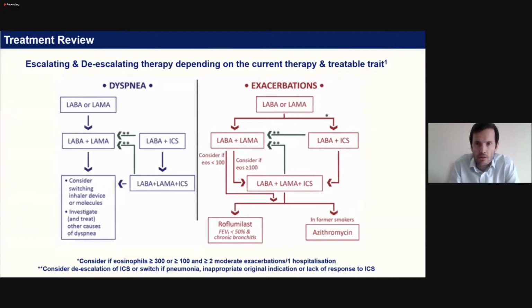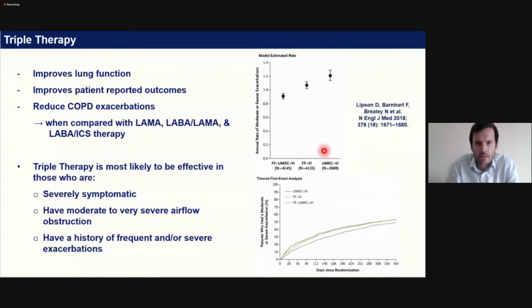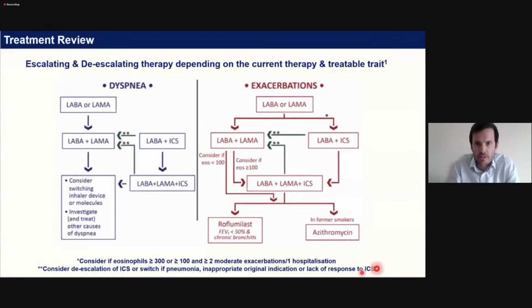The clinician should then use either the left side of the figure or the right side, depending on what the predominant main symptom is. So if a patient is continuing to have, for example, significant dyspnea, we would use the left side, exacerbations the right side.